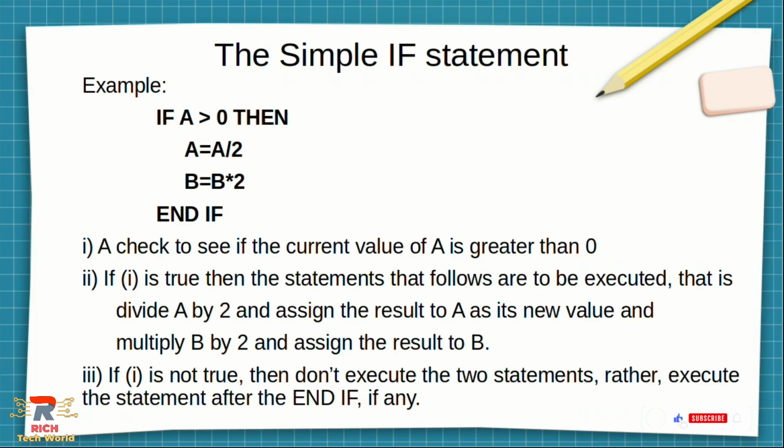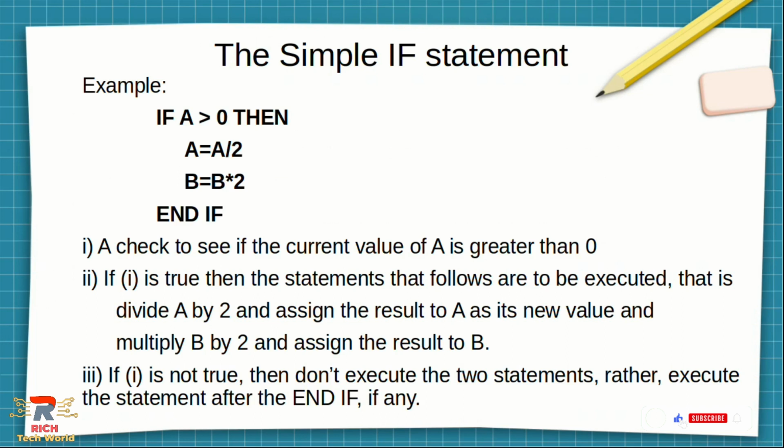So let's try and make sense out of this particular example. We are saying if a is greater than 0, then a equals a divided by 2, b equals b times 2. So if a greater than 0 is true, that is when these two instructions are going to be executed. But if it's not true and it's false, then we are going to move to the end if, and the if statement is going to be terminated. So that is what this particular statement actually means.